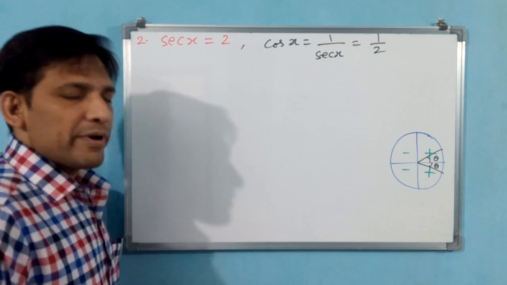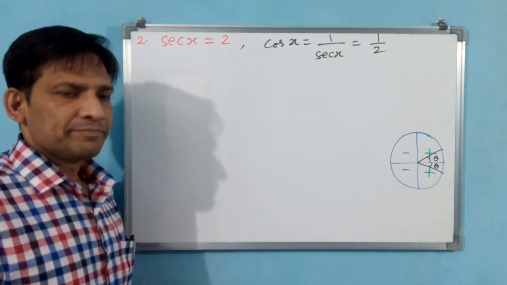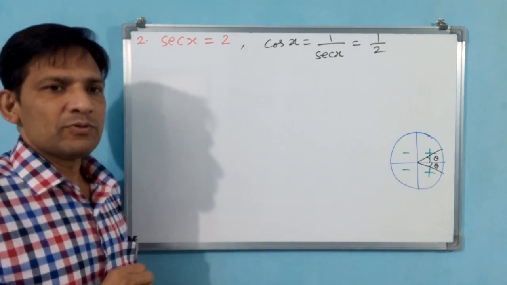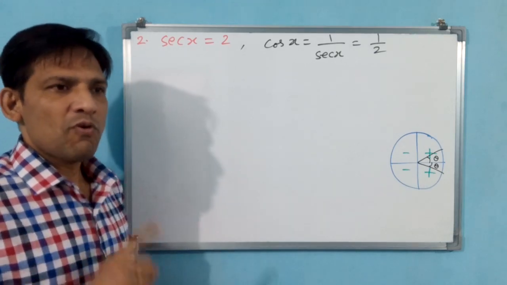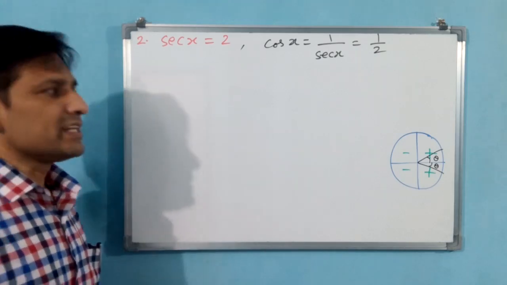See, in cos, where is 1 by 2? For cos you see 1, root 3 by 2, 1 by root 2, 1 by 2, 0. That means where does 1 by 2 come? At 60 degrees.